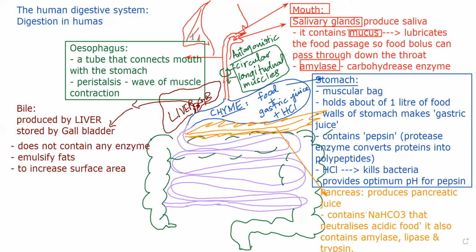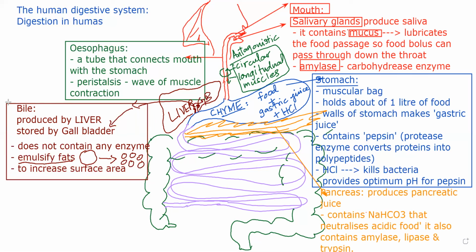Let me draw it here. When I say emulsify fats, what I'm referring to is this: let's say these are large fat globules. It will convert them into small globules. This is called emulsification. So this is about bile. Now let's talk about the small intestine as we are going ahead.